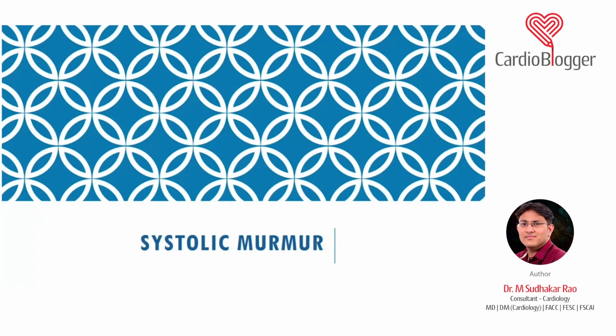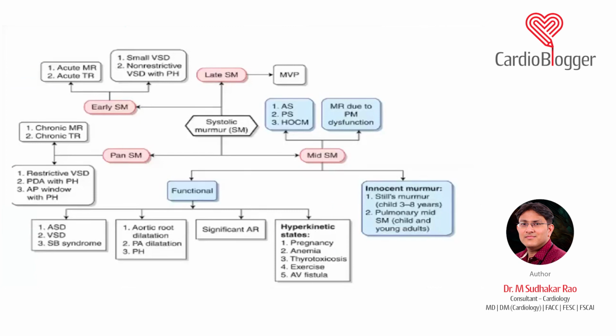Now the systolic murmur is one of the important topics because it has too many differentials. It can be early systolic, mid systolic, ejection systolic, holosystolic, or late systolic. Now we'll try to cover each of these murmurs, or at least the important ones. This is a very big diagram where the differential diagnosis of systolic murmur is there. Now let us come to them one by one. So let's start with the early systolic murmur.